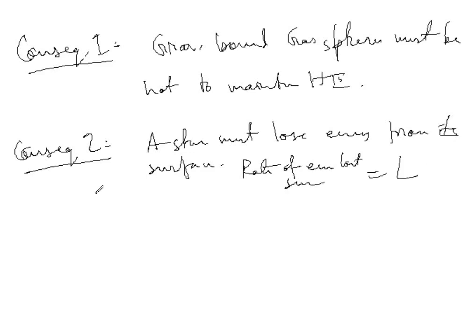Now in the absence of an internal energy source, this energy loss, basically luminosity, must equal the decrease of the total energy of the star. That means L must be equal to minus dE total by dt, and this must be greater than 0 since luminosity is positive by convention.